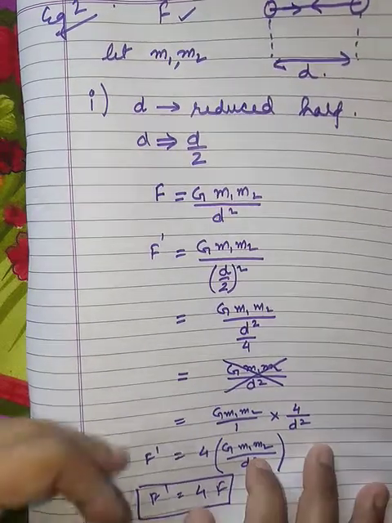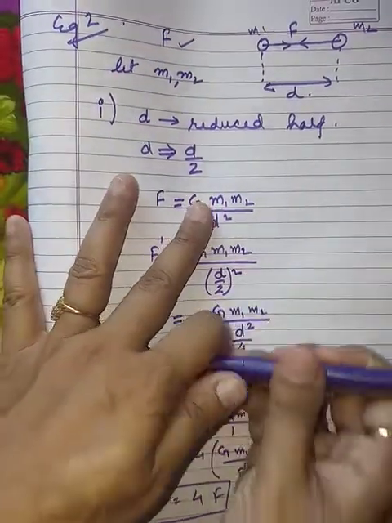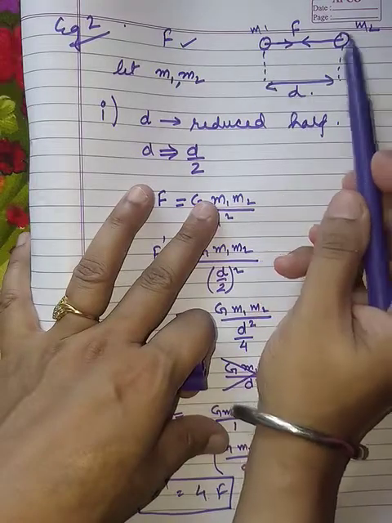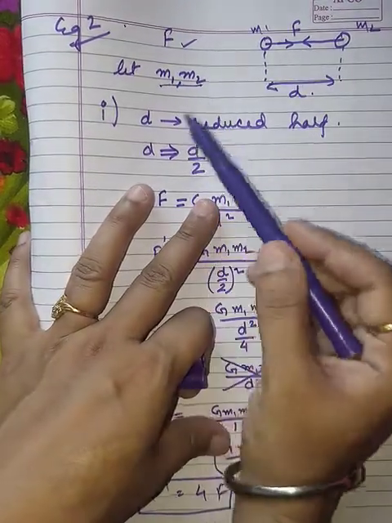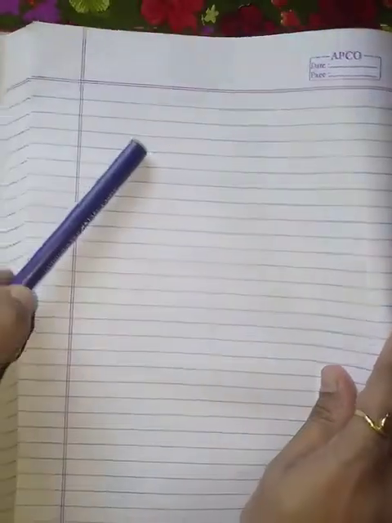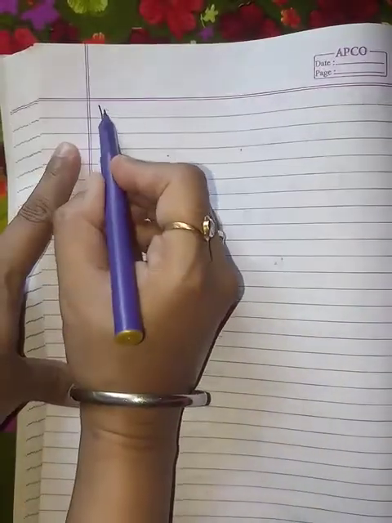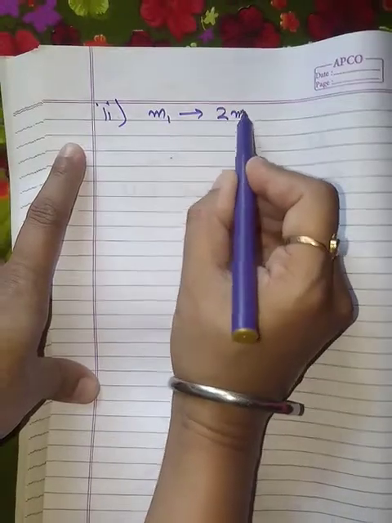Now the second part says that if the mass of each object is doubled, that is, each of the masses m1 and m2 is doubled. Earlier the masses were m1 and m2, now each of them is doubled. We will consider that on the next page. I will do the second part there. If the mass m1 is doubled, it becomes 2m1.